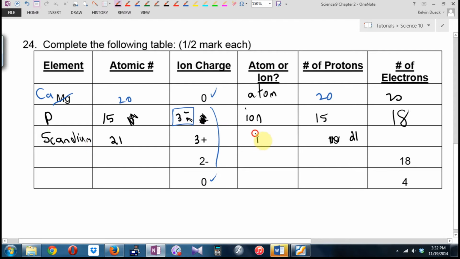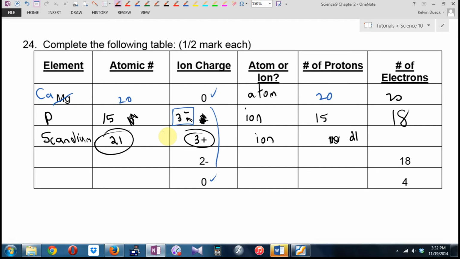It's an ion. How do I know? Because there's a charge. Okay. Normally, how many electrons does scandium have? 21. Look at scandium on your periodic table. Find it. Keep your eyes on it. Is it close to the left or close to the right? Left. Because it's a metal, it wants to lose electrons.